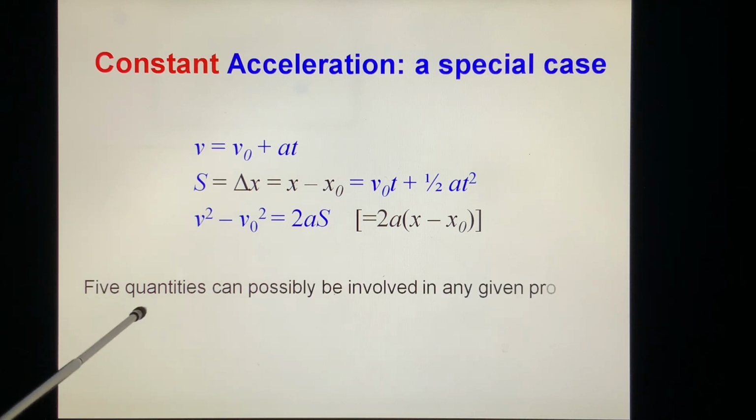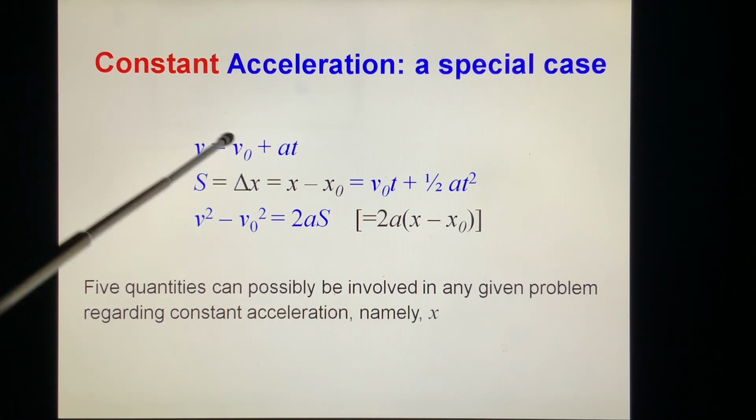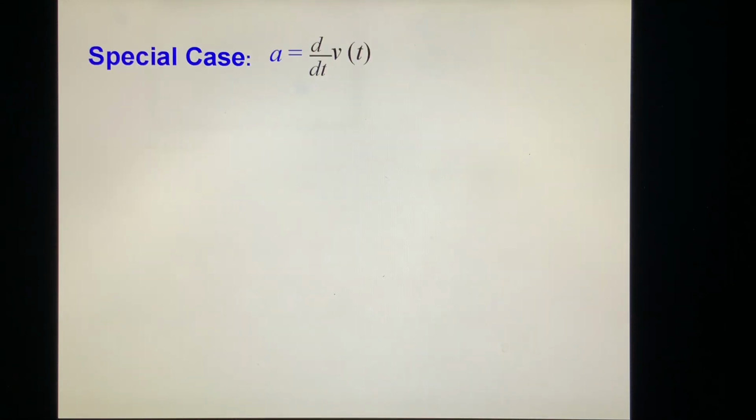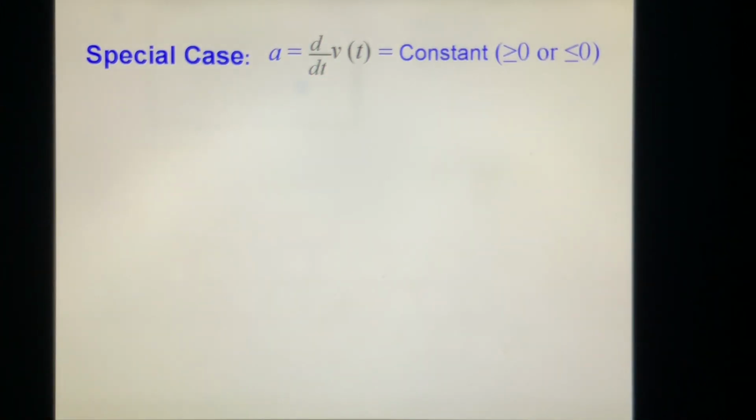You have five quantities: v, v0, a, t, and s. We have three equations, so in order to find the answer, we have to know three out of these five. Now, the special case: a is constant. a can be larger than 0 or smaller than 0.